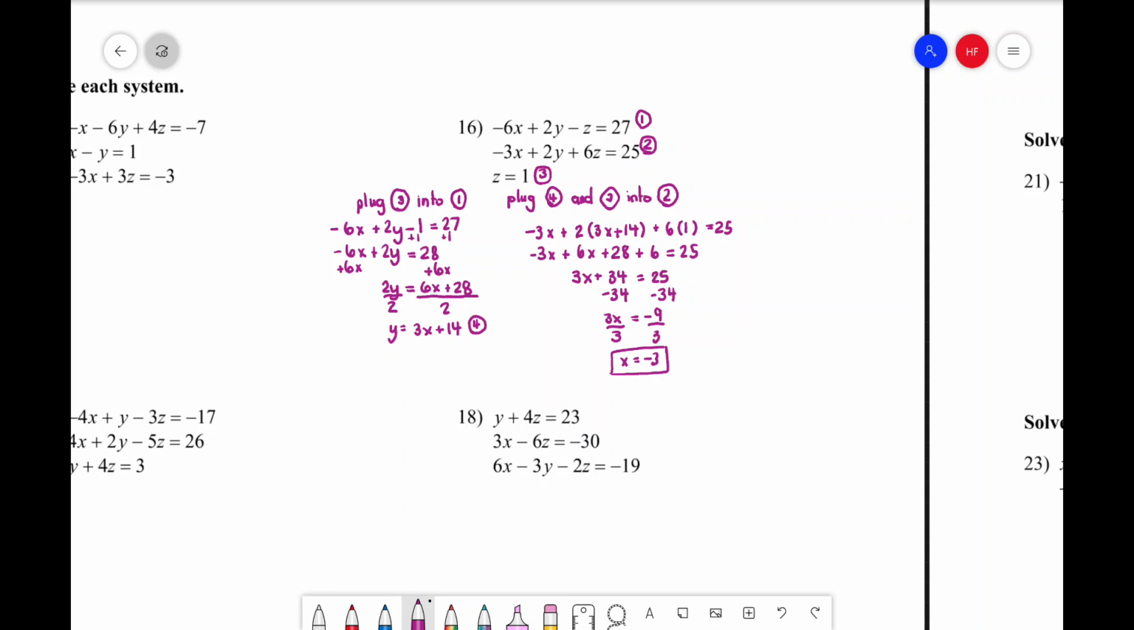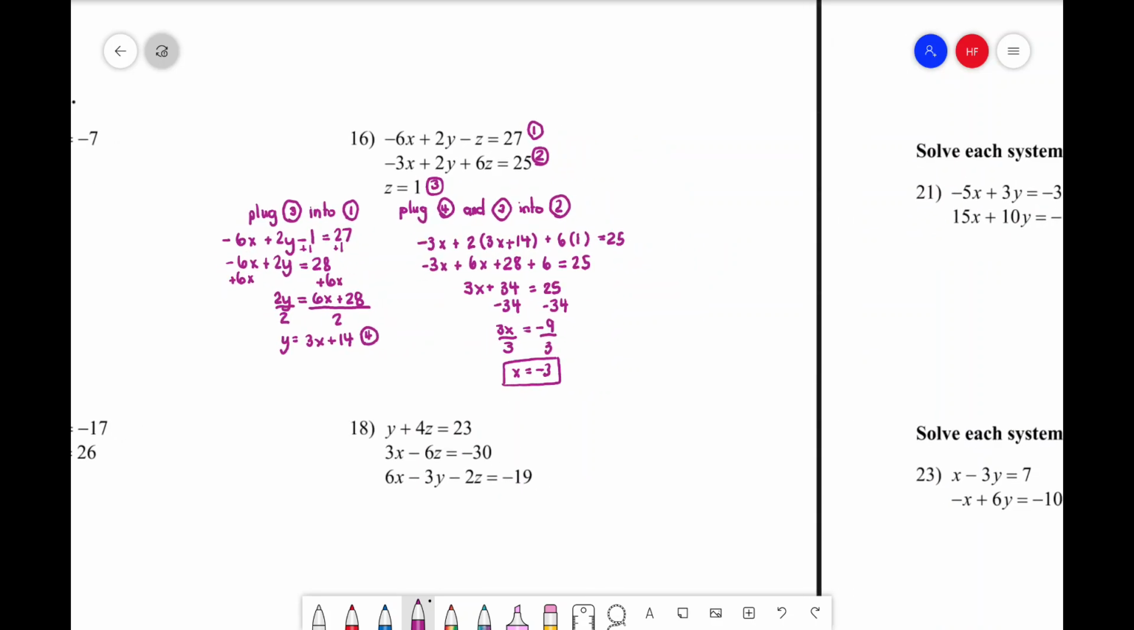So now I'm going to plug that into my y in terms of x. So plug into 4. So y equals 3 times negative 3 plus 14. Y equals negative 9 plus 14. Y equals 5. So they gave us what z was. I found what x was. I found what y was. So my final solution we write as x, y, z. My final solution is negative 3, 5, 1.